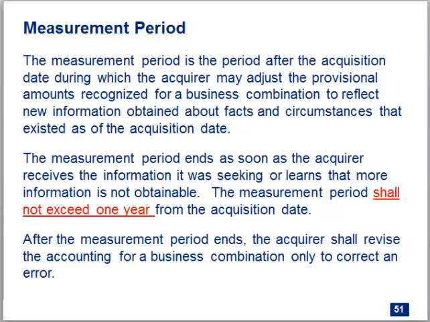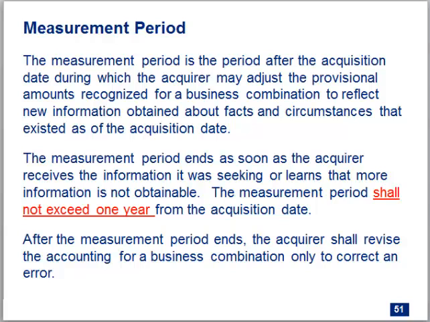Okay, so there's something called a measurement period. And basically within the measurement period, as you find things, you just keep doing purchase accounting over and over again. Okay? And when I say purchase accounting, I mean you account for these new bits of information as if you learned them at the acquisition date, which would normally mean running things through goodwill.